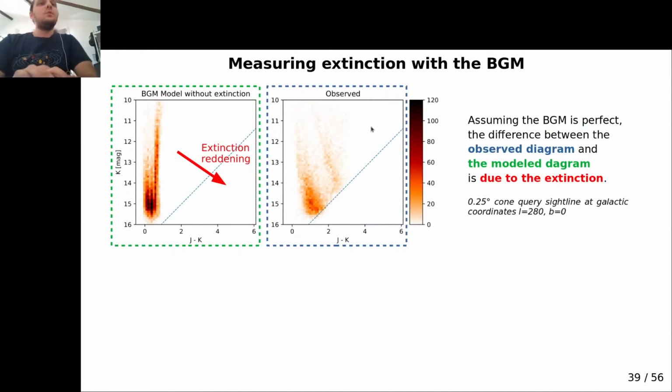So we can use the Besançon galaxy model to predict extinction. Here on the left you have a CMD of the Besançon galaxy model without extinction. And if you compare it to the same CMD for the same line of sight using observational quantities, you can expect the difference between the two to be due solely to the extinction, if we assume that the Besançon galaxy model is perfect. So it means that the difference between these two diagrams encodes the extinction profile, and this is what we want to reconstruct.